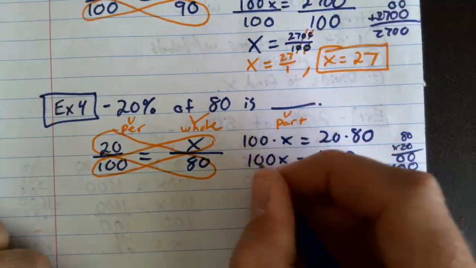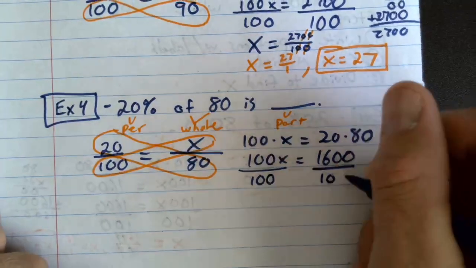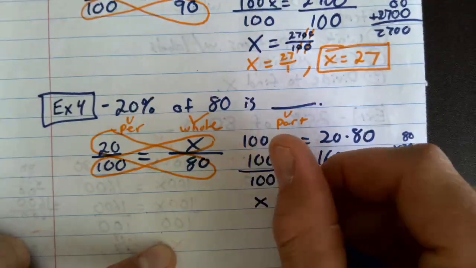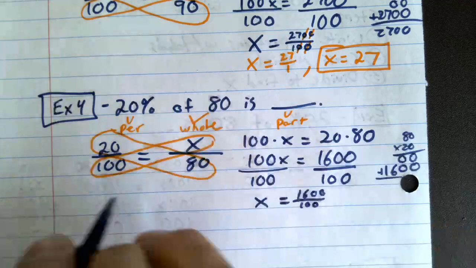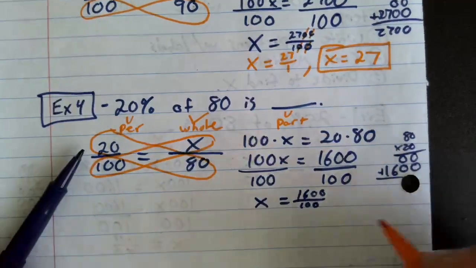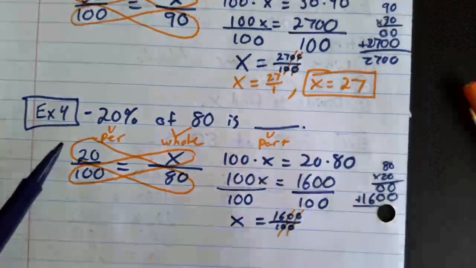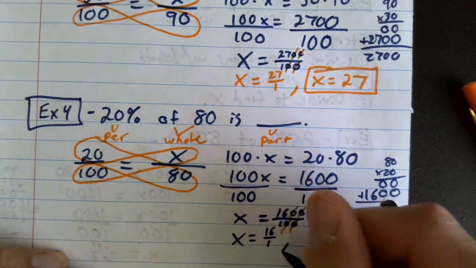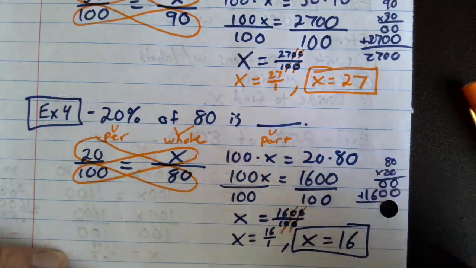All right, and then it just says divide to find x. So how do you get x by itself? Divide by 100. And whatever you do to one side, you must do to the other. So now you have x by itself. X equals 1600 over 100. Well, let's make division easy. You have 2 zeros up top, 2 zeros down below. So now you have x equals 16 over 1, or x equals 16. That's it.